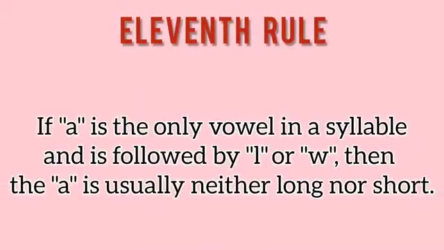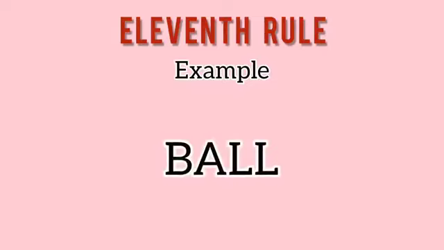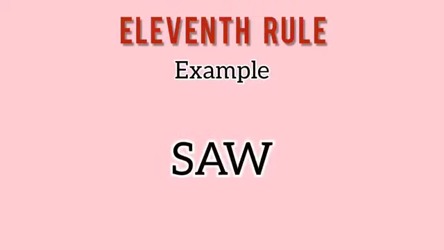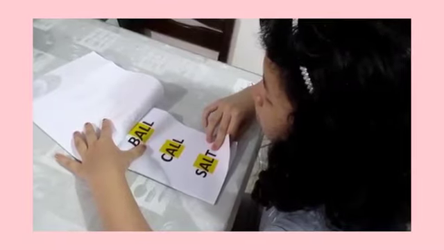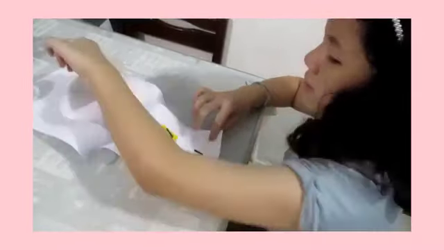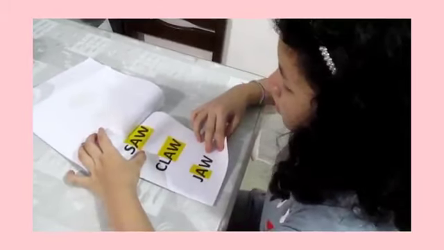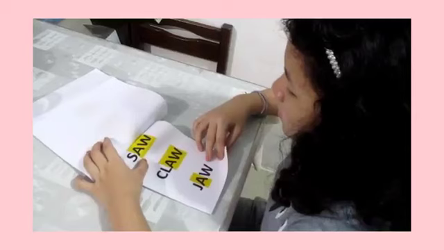The last, or the 11th rule for vowel rules or principles and accent generalizations, is if A is the only vowel in a syllable and is followed by the consonants L or W, then A is usually neither long nor short. The example words are ball, call, salt, saw, claw, and jaw. Ball, call, salt, saw, claw, jaw. As you noticed, the vowel A is neither long nor short because the letters L and W dominate the sound.